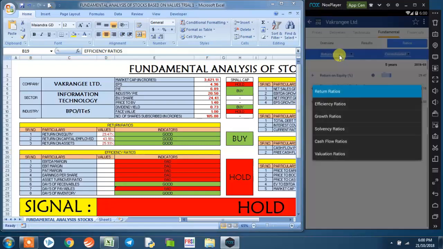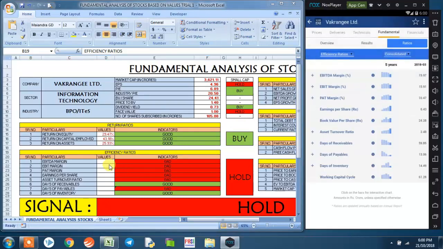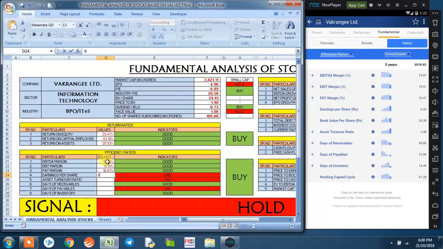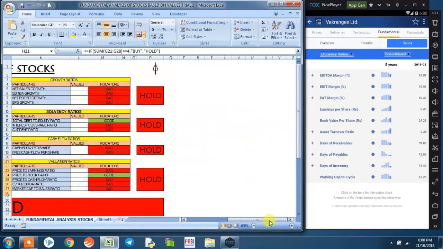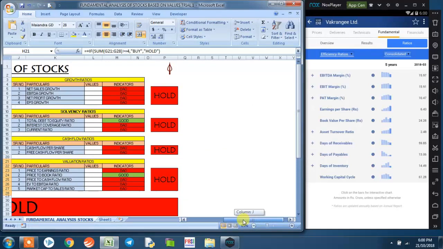Efficiency ratio is, for the first efficiency ratio is EBITDA margin, which is 15.97. EBIT margin is 15.91. PAT margin is 10.47%. Earning per share is 6.43. Asset turnover ratio is 2.48. Days of receivables is 59.85 and days of payables is 13.06. Days of inventory is 14.49. So overall efficiency ratio has also given us a buy signal for this stock at this point of time.